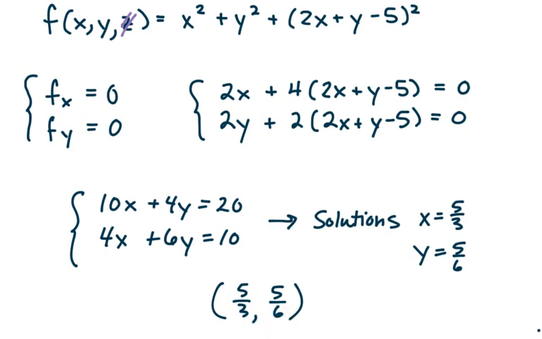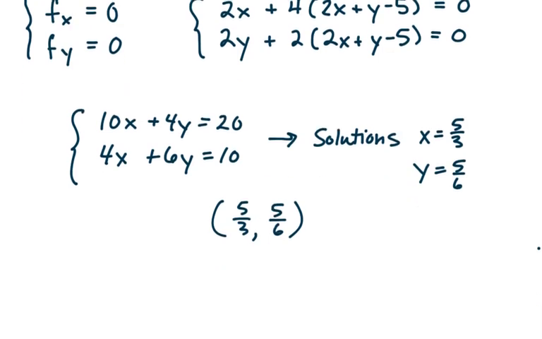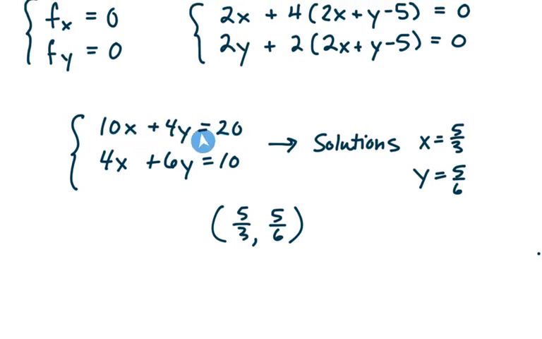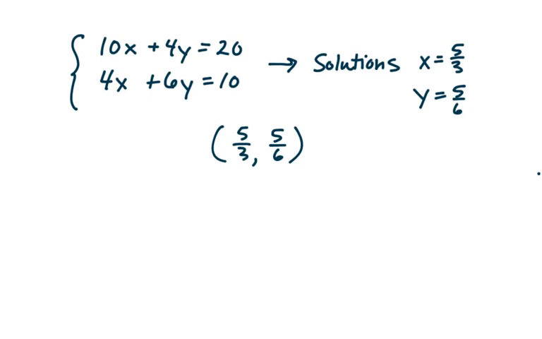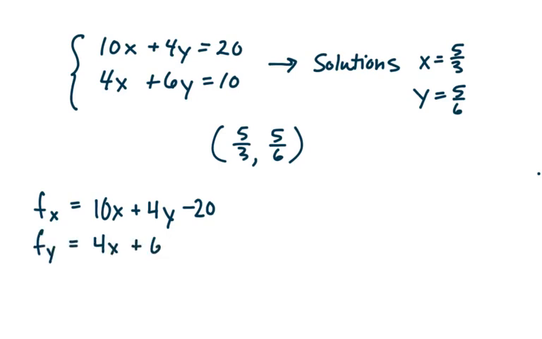Now, in order for us to prove that it's a minimum, we use the second derivative test for extreme values. Looking at what we have here, this top line that I'm pointing at, 10x plus 4y equals 20, that's my partial with respect to x. 4x plus 6y equals 10 is my partial with respect to y. So let me rewrite that. I've got f sub x equals 10x plus 4y minus 20. F sub y is 4x plus 6y minus 10.